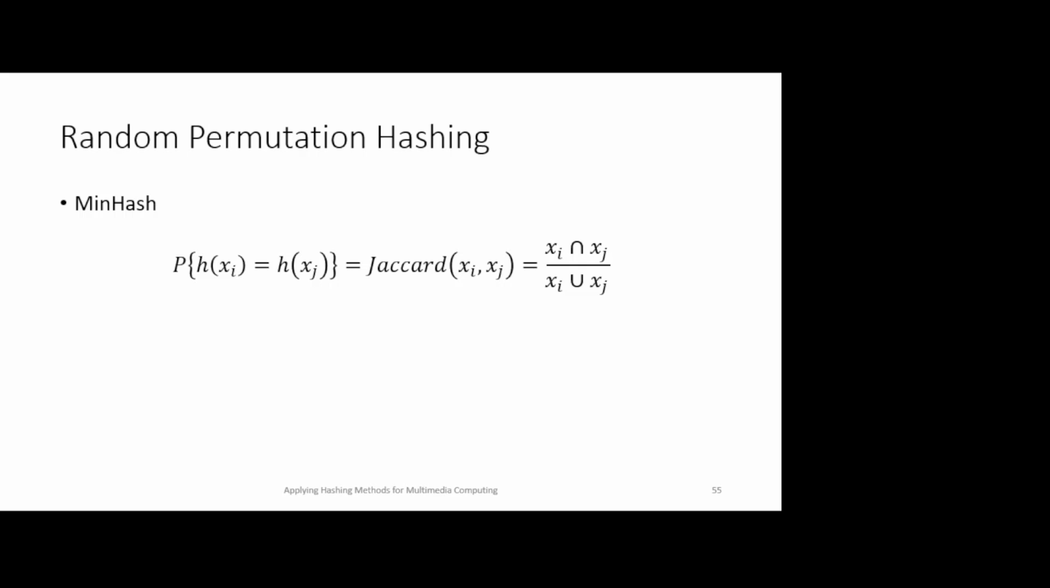Okay, so because min hash uses random permutation computation to perform the process, that's why we call it a random permutation. Okay, just to recall last week's topic about the min hash.